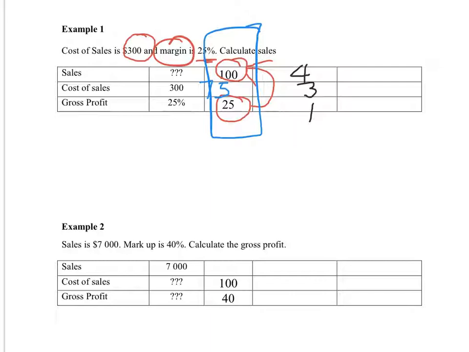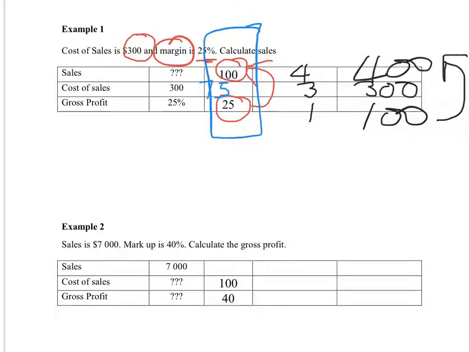So in this case, if cost of sales is $300, it's equivalent to 3. It won't change, it's $300. But sales is equivalent to 4, which means sales is $400, and of course your gross profit, which is 25% of sales, is $100. Now this is using simple figures. You could find the sales if the margin was 25% using the very theory that I've shown you here. You can find this sales no matter how complicated the cost of sales figure is.